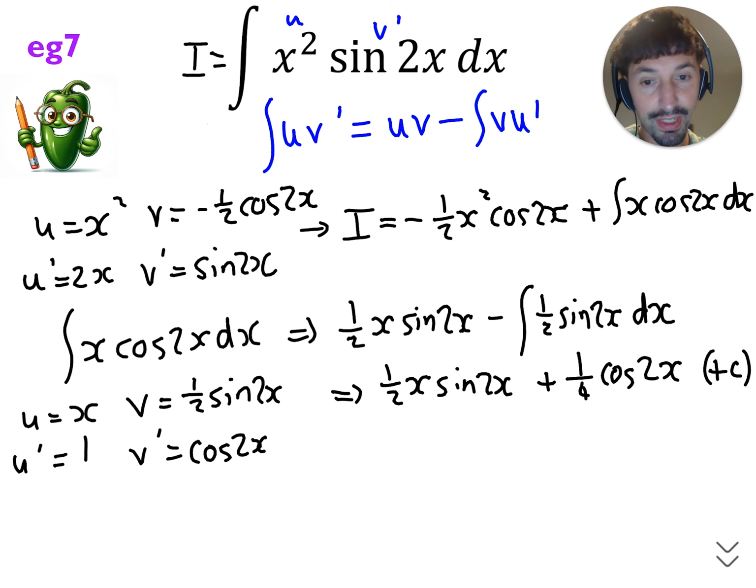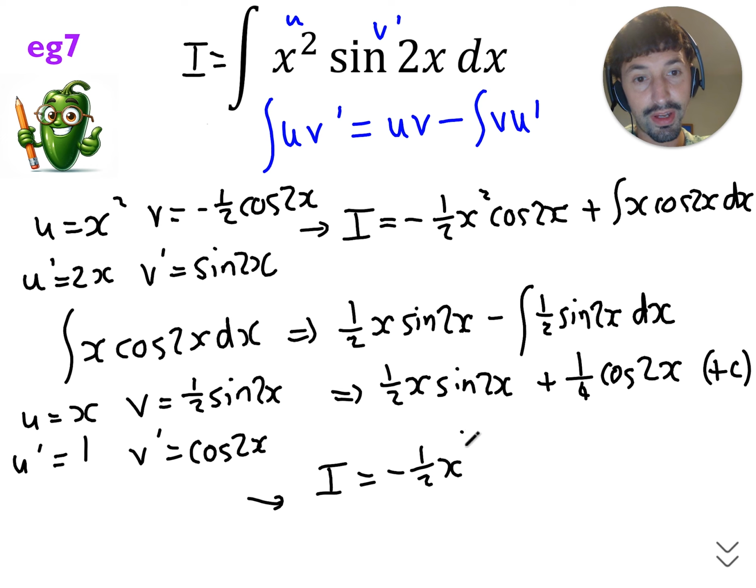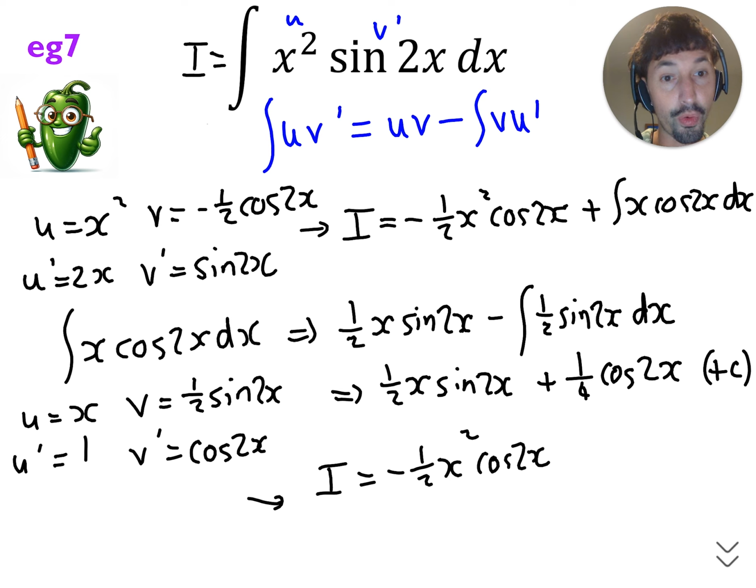So bring it all together. So our integral is going to be minus a half x squared cos 2x. Now ordinarily I would put some brackets in, but because we've only got one of this integral, it's not too important.